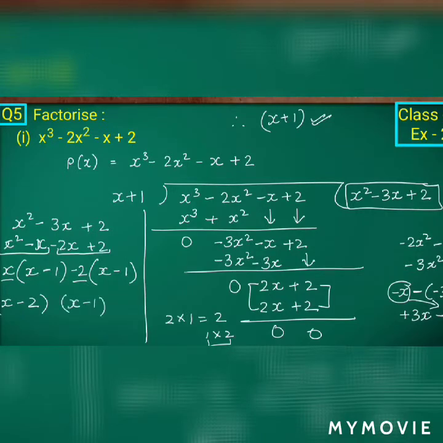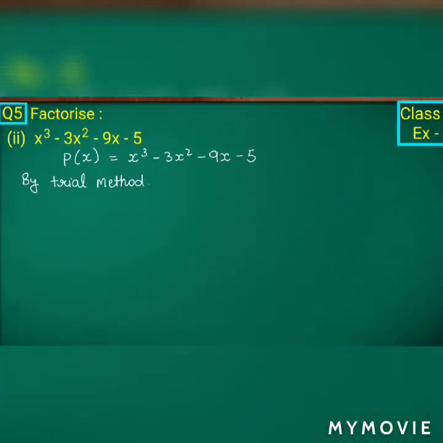Getting right? x minus 1. Already before we got the factor x plus 1, isn't it? And the third factor is x plus 1. So this is how we have to find the factors for cubic polynomials. It doesn't matter, for cubic polynomials or more than cubic polynomials, we have to go for the long division method.